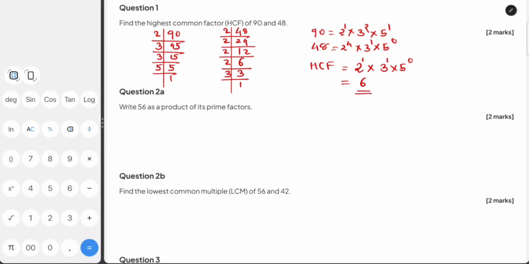Write 56 as the product of its prime factors. So here we are just gonna do the prime factorization of 56. Same kind, divisible by 2, so that will be 28, divisible by 2, again 14, divisible by 2, you'll get 7, and 7 ones are 7. So 56 is 2 raised to 3 into 7 raised to 1.